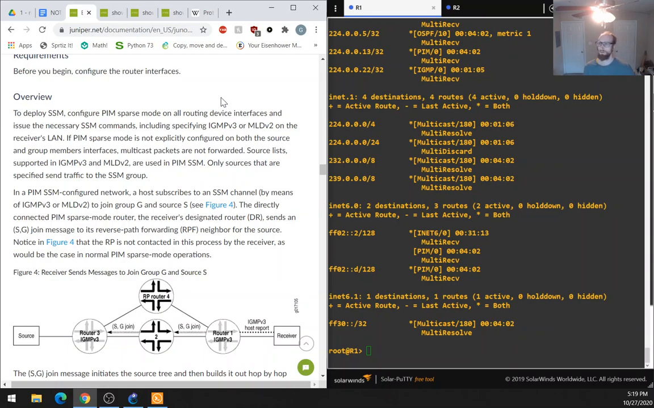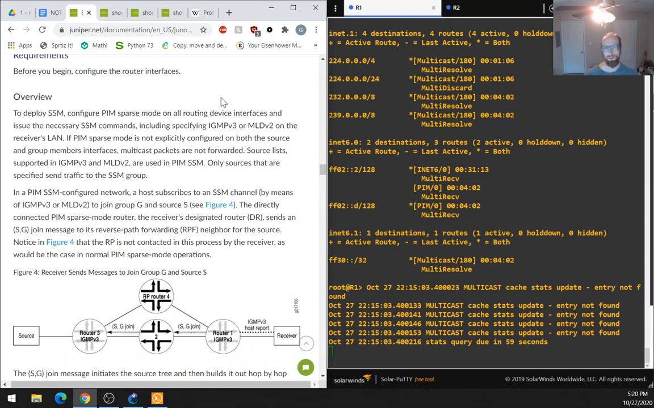Okay, so to deploy SSM, configure PIM sparse mode on all routing device interfaces and issue the necessary SSM commands, including specifying IGMP v3 or MLD v2 on the receiver's LAN. If PIM sparse mode is not explicitly configured on both the source and group members interfaces, multicast packets are not forwarded. Source lists supported in IGMP v3 and MLD v2 are used in PIM-SSM. Only sources that are specified send traffic to the SSM group. In a PIM-SSM configured network, a host subscribes to an SSM channel by means of IGMP v3 or MLD v2.